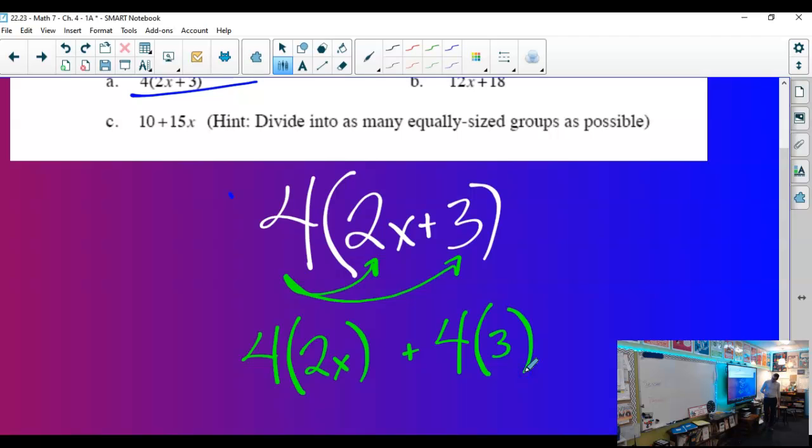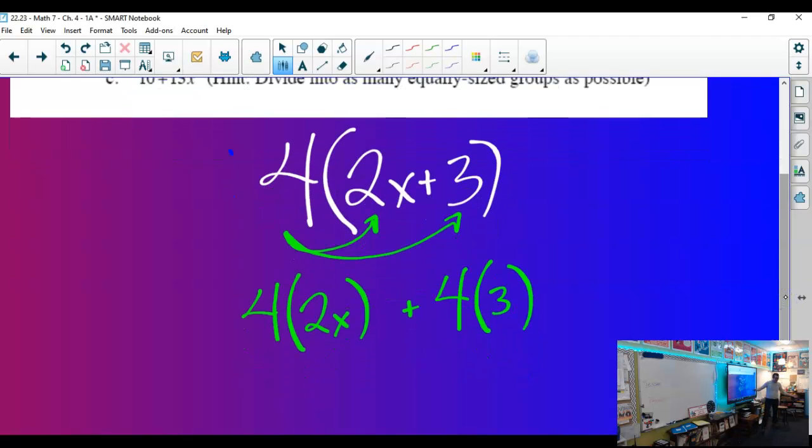4 times 2x, and 4 times 3. What are we going to get? 8x plus 12. 8x plus, yeah, 12.